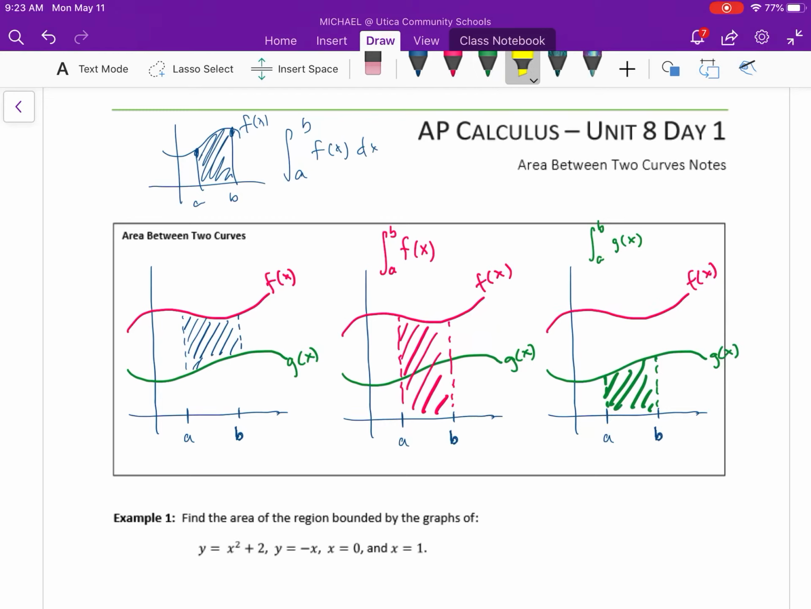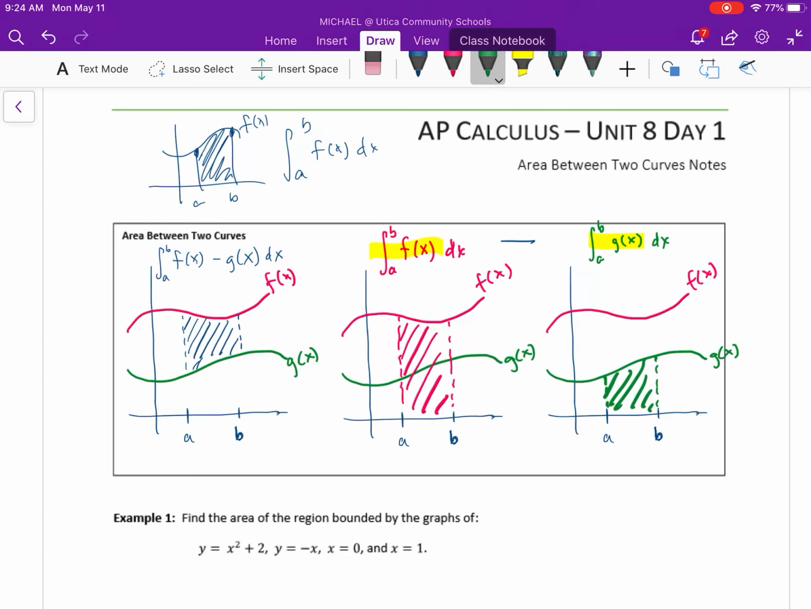So to get this area, I want to take this and subtract this. So the area is the integral from a to b of f of x minus g of x. That is how you find the area in between two curves, and it's always going to be the top function minus the bottom function.